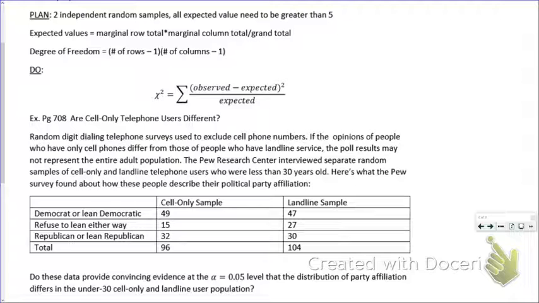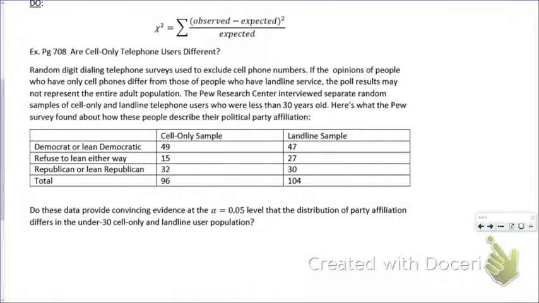Degrees of freedom, take your number of rows minus 1, number of columns minus 1, and multiply. Formula is exactly the same from the last test. Let's give this one a try.